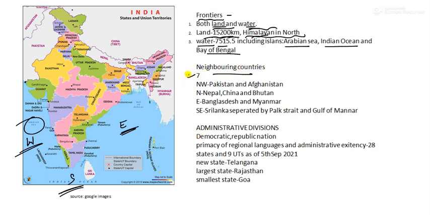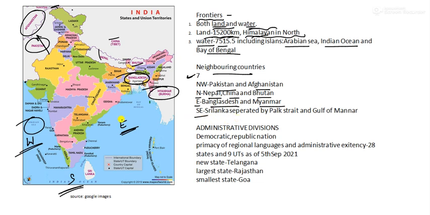India has 7 countries which are near to it, meaning they share their boundaries. Which are they? Pakistan and Afghanistan in the northwest. Nepal, China and Bhutan in the north. On the eastern side we have Bangladesh and Myanmar. And in the southeast part we have Sri Lanka.